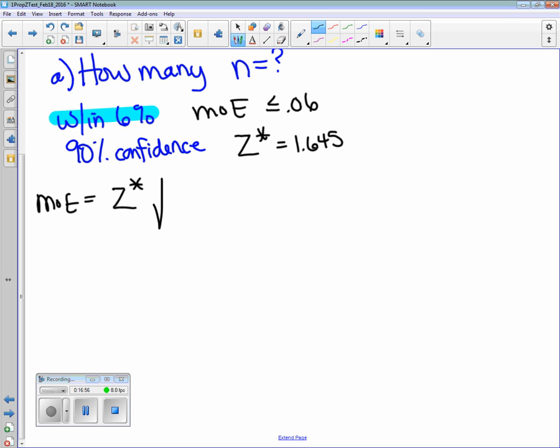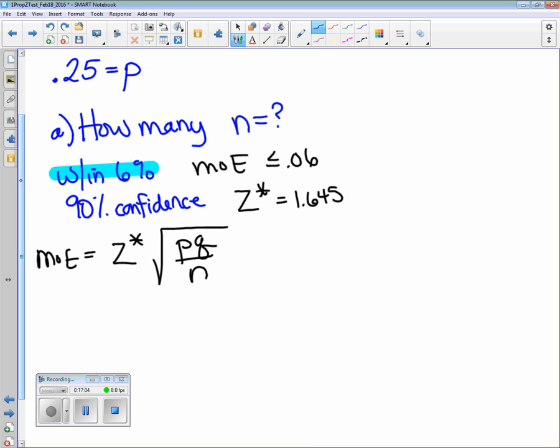Z star times the square root of P hat Q hat over N. I don't know P hat Q hat, but I know the claim. Can I just use P and Q? So that's what I'll use instead, okay? So let's do that. Let's plug in what we know. Do I know the margin of error I want to use? 0.06.